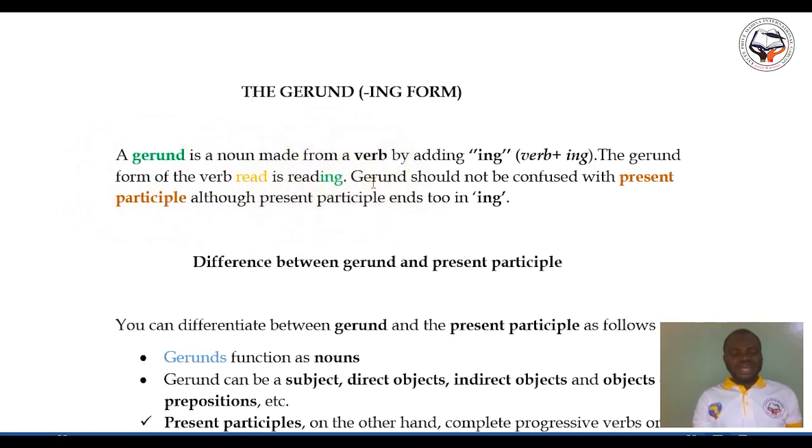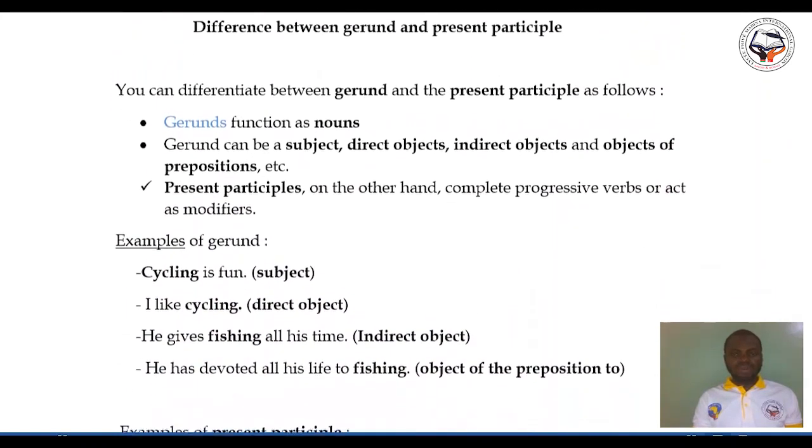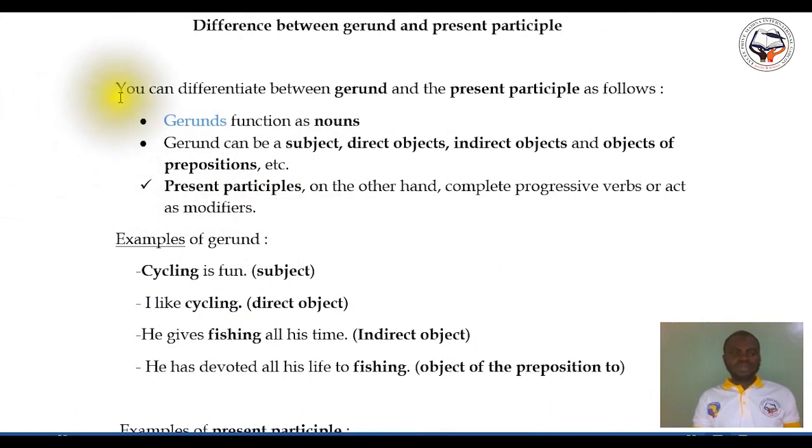So you must put in mind that GERUND should not be confused with the present participle, although the present participle also ends in ing. Even if the GERUND and the present participle both end in ing, they must not be confused because they are different. So we are going to see the difference in the following lines, between the GERUND and the present participle. You can differentiate between GERUND and the present participle as follows.